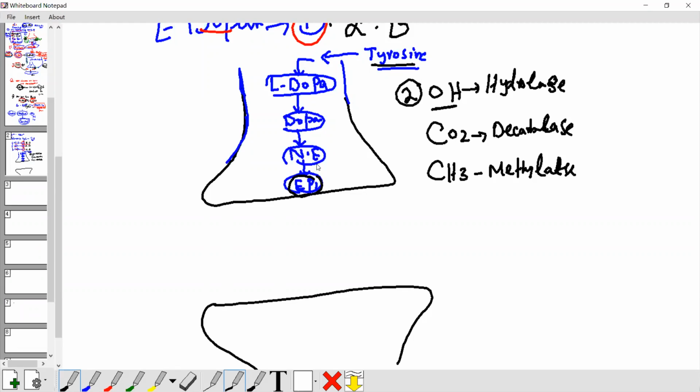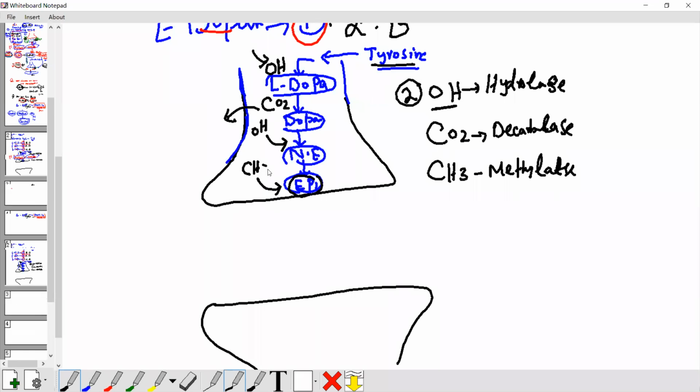Clear? Tyrosine changes to epinephrine. So L-dopa, the first step, hydroxylation. Second step, decarboxylation. It's the removal of CO2. Third step, again addition of OH, another hydroxylation. Last step, addition of CH3. Understand?